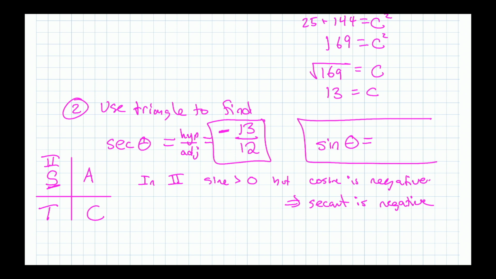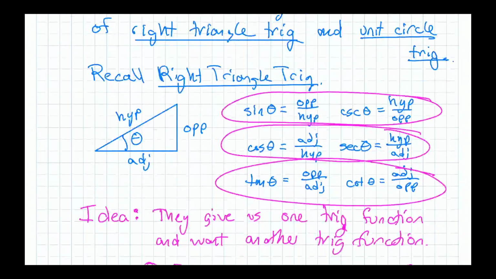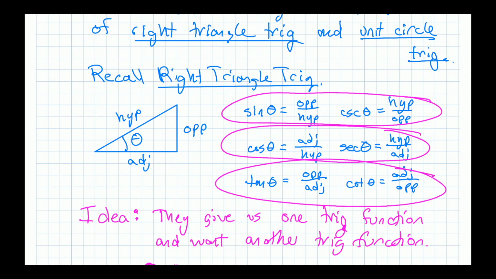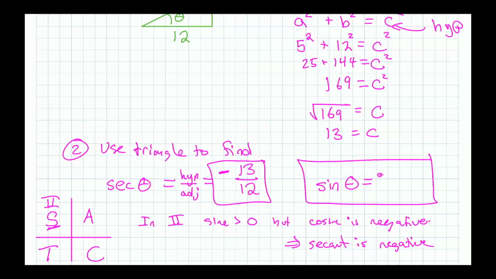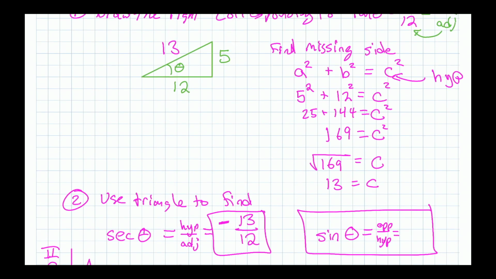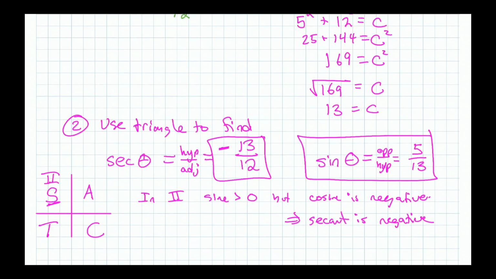Now let's do the other one, sine theta. So sine for a right triangle is opposite over hypotenuse. Opposite is 5, hypotenuse is 13. So we have 5 over 13. And again, we're in quadrant 2. So in quadrant 2, is the sign positive or negative? Answer is it's positive. So it's positive 5 over 13. All right, and that's how that goes.